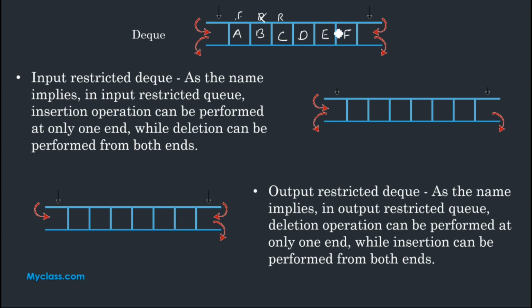Let's assume that this is our condition, with front pointing to this position and rear pointing to this position. We can delete from this side and also this side. Let's assume that we want to delete A. So we have deleted A, and our F is pointing here. Now if we want to delete from the rear, we can delete that too, because we can delete from the rear side also. So let's assume that we have deleted it. Now the F is here and R is here.